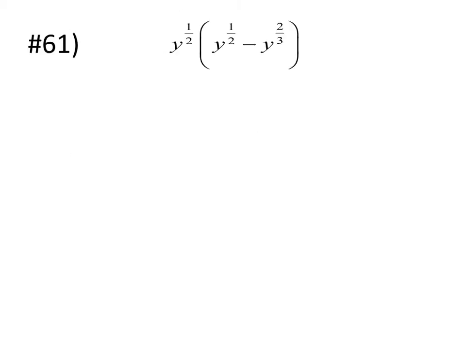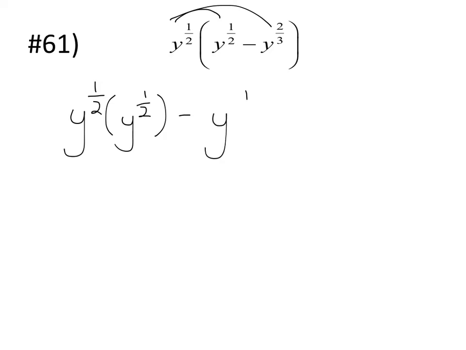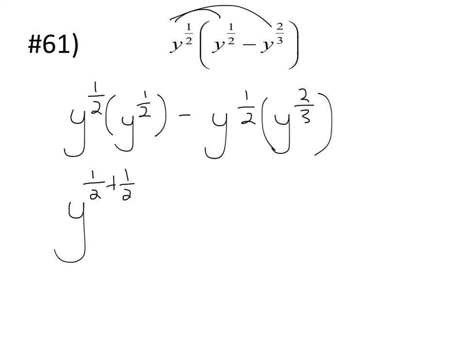Okay? So we're going to distribute y to the 1/2. So that means y to the 1/2 times y to the 1/2 minus y to the 1/2 times y to the 2/3. Okay? If you're multiplying like bases, you add the exponents. So this becomes y to the 1/2 plus 1/2 minus y to the 1/2 plus 2/3. So this becomes y, my common denominator is 2. And so I'm just going to say 1 plus 1 is 2.